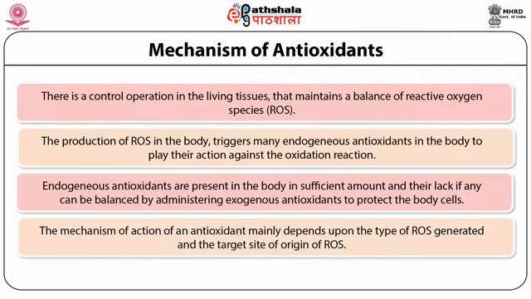The mechanism of action of antioxidant mainly depends on the type of the ROS generated and the target site of origin of ROS. Direct scavenging of the free radicals, resulting in the reduction of free radicals in and around the body cells, hindering the free radicals from reaching their target tissues and cells, and terminating the chain reactions involved in the oxidation process, are the few mechanisms responsible for the activity of antioxidants.